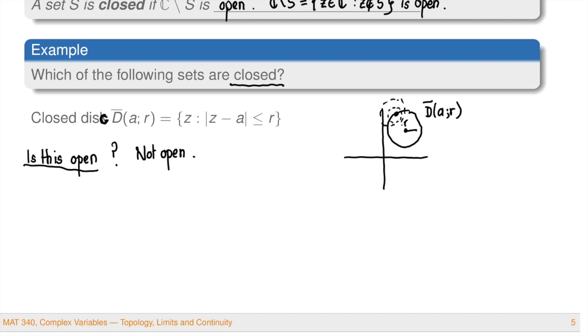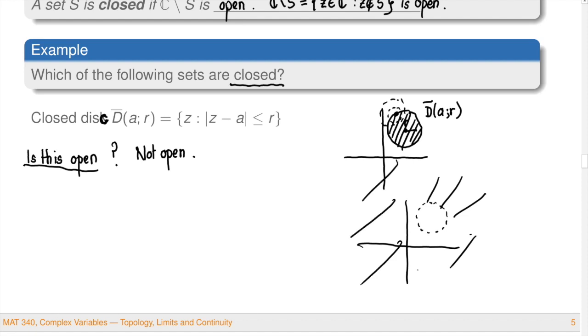So not being open is not the same as being closed, and that's something we're going to have to get used to. But the question now is whether that thing is closed or not. So let's look at the complement of that disk. If we take this disk, D(A, R), and remove it from the complex plane, what I'm going to be left with is this region right here, which is C minus my set S. So that's the complement of the closed disk.